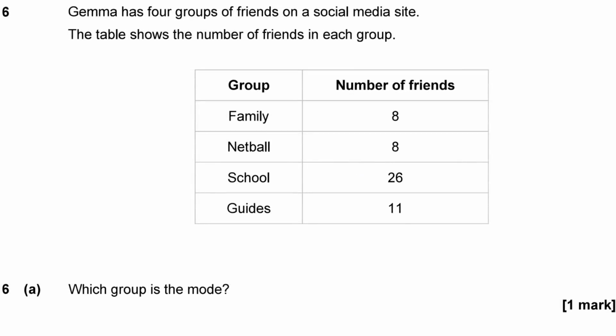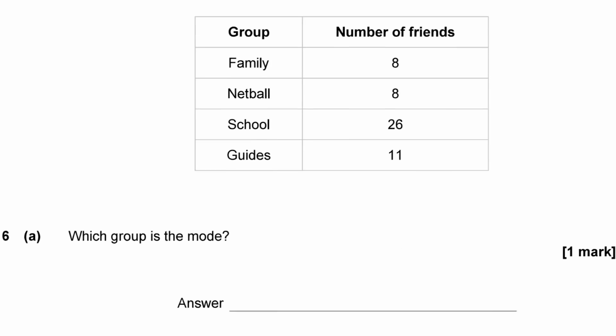Question 6. Gemma has 4 groups of friends on a social media site. The table below shows the number of friends in each group. So in her family group, she's got 8 friends. In her netball group, she's got 8 friends. In her school group, she's got 26. And in her guides group, she has 11. Now, it asks, which group is the mode?